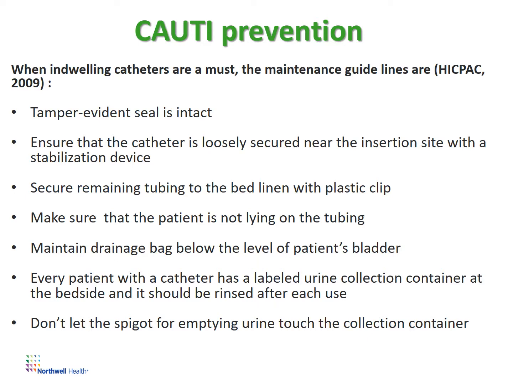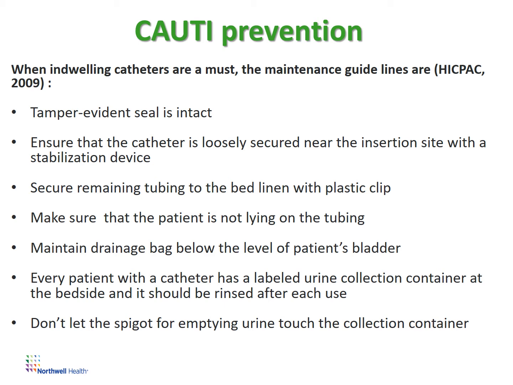This slide lists the maintenance guidelines for patients with indwelling urinary catheters. Once the catheter is in, you want to make sure that the catheter is loosely secured near the insertion site with a stabilization device. The remainder of the tubing should be secured to the linens with a plastic clip, making sure that the patient is not lying on the tubing so that the patient does not have any skin breakdown or pressure ulcers. The drainage bag must remain below the level of the patient's bladder.